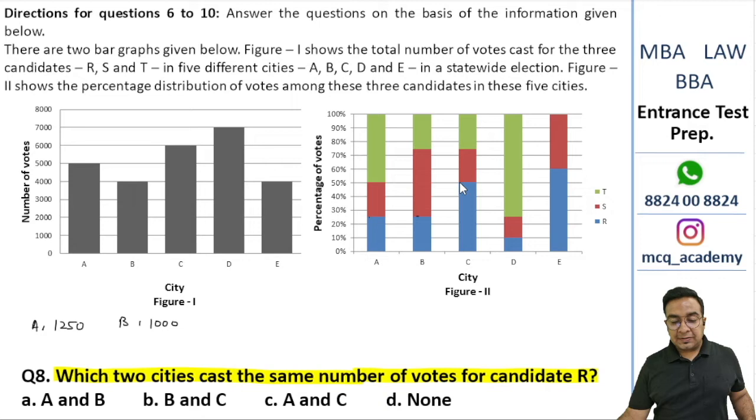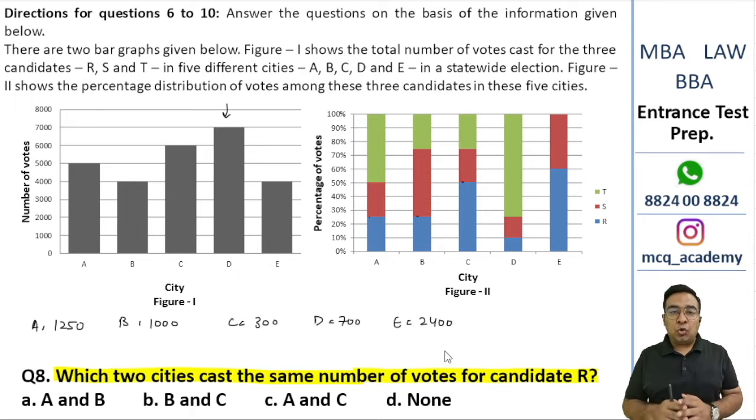For city C, this is equal to 50% of 6,000. Therefore, this will be equal to 3,000. For city D, this number is equal to 10% of 7,000. Therefore, from D, this is equal to 700. And for city E, this number is equal to 60% of 4,000. So this is equal to 2,400. As we can see, no two cities have the same number of votes cast for R. Therefore, you would mark D as the answer to this question.